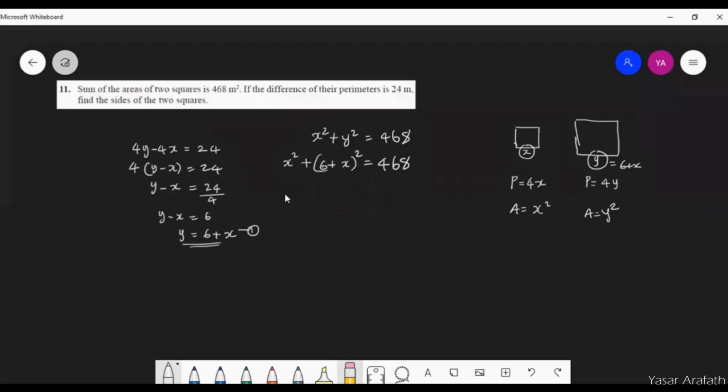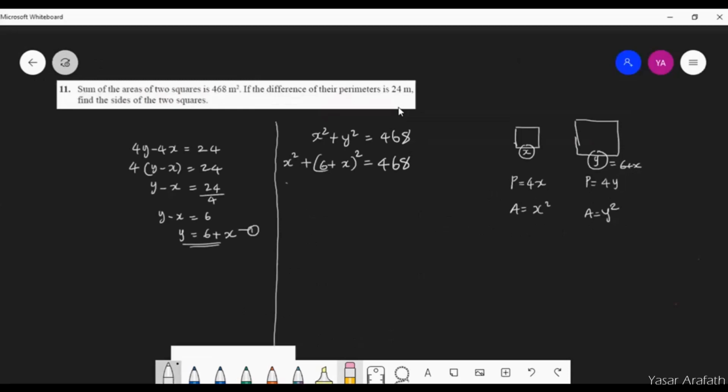So here, in the standard form, you will get 2x square plus 12x minus 432. So you can divide the entire equation by 2, then simplify it and reduce the coefficients. When you get the value of x, don't stop there. Give the conclusion: the sides of the squares are dash and dash. Okay, we can discuss here.